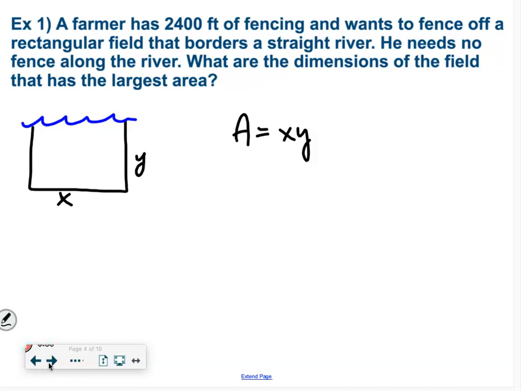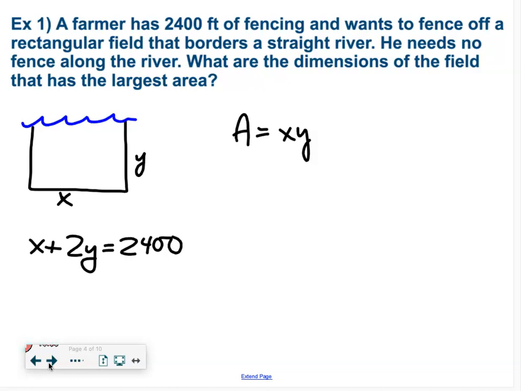All right, so now we look at the problem and ask ourselves, was there any other information given? There we go. They gave us this amount of fencing, which is associated with the perimeter of our rectangle. So if we have 2,400 feet of fence that we want to use for our field, then we could say x plus 2y equals 2,400. Is everyone okay with that? You all with me?